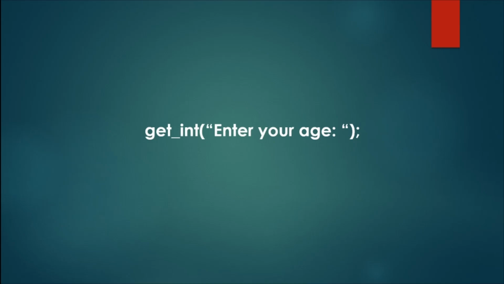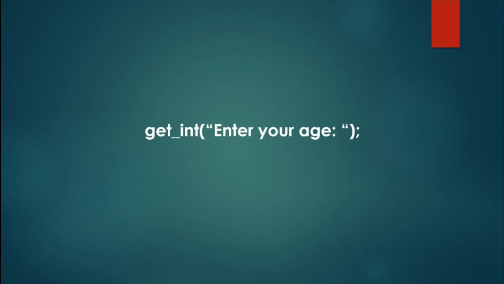And this function is going to prompt the user to enter their age, and then pause the execution of the program, and wait for the user to enter a number. But most of the time, we're going to want to do something with the number they entered. So usually we'll store the quote-unquote return value in a variable.